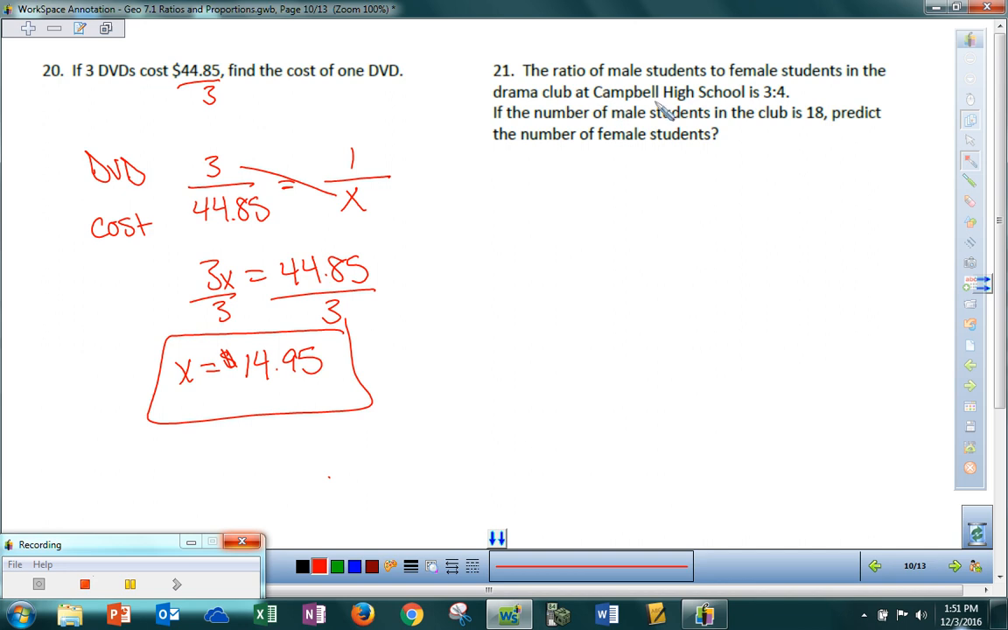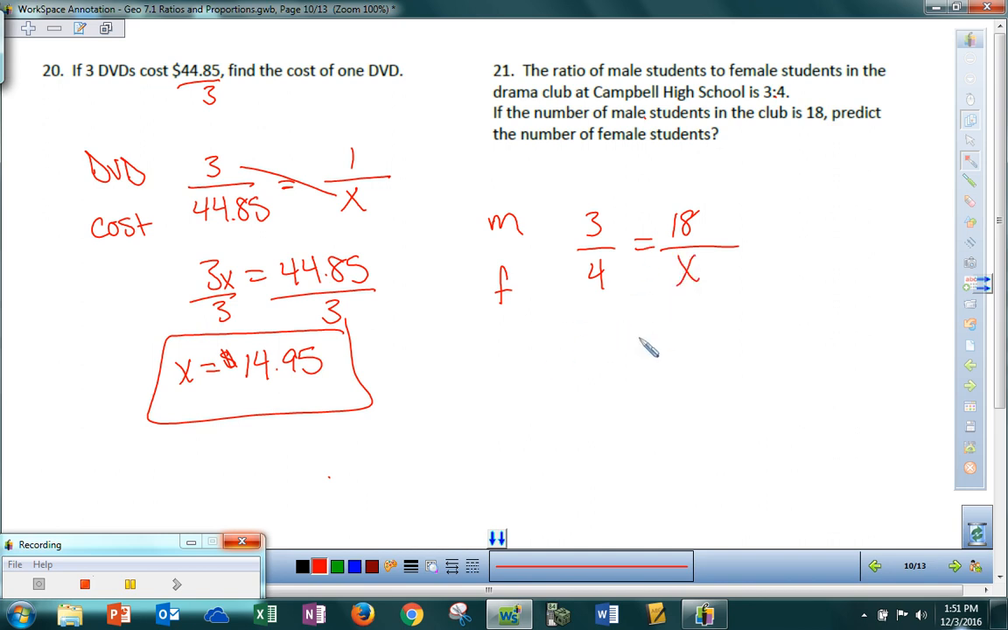Okay, 21 was comparing male to female students. Now, in the drama club, we have the proportion 3 to 4. So, male to female is 3 to 4. So, 3 over 4. We know that the actual number of male students is 18. That'll go on top with our 3. And we want to know how many female students. That'll go on bottom with the 4.